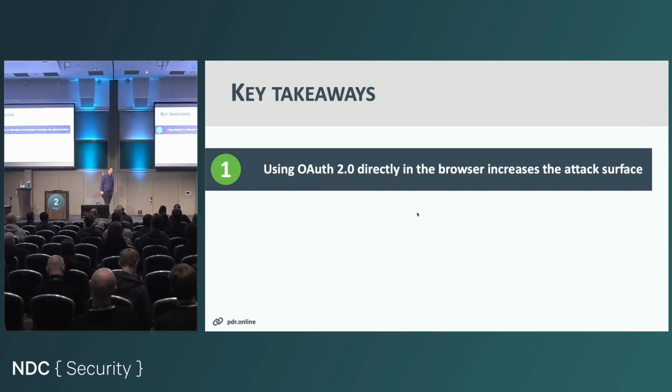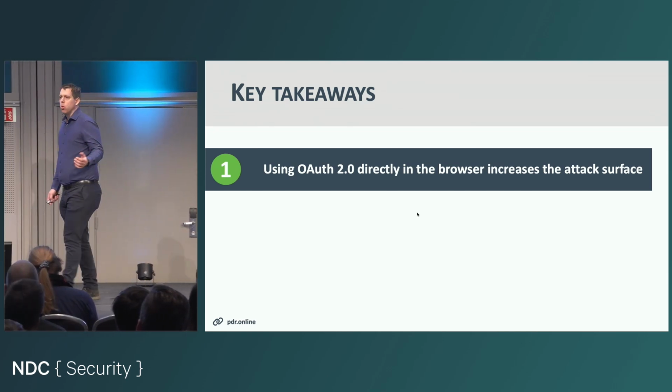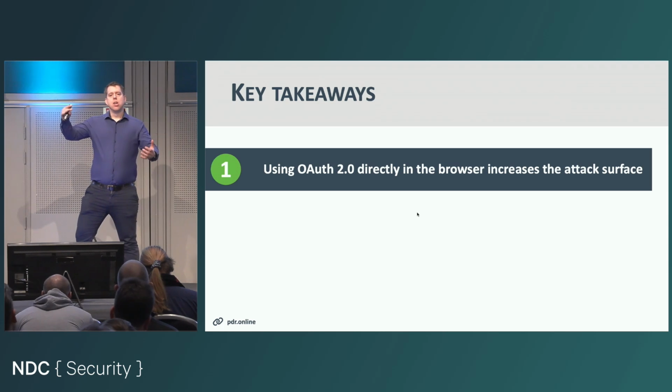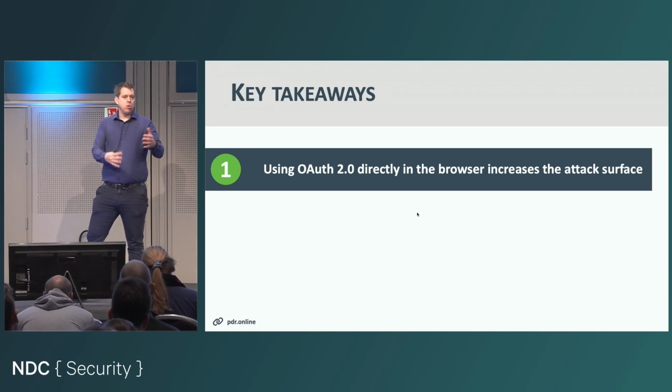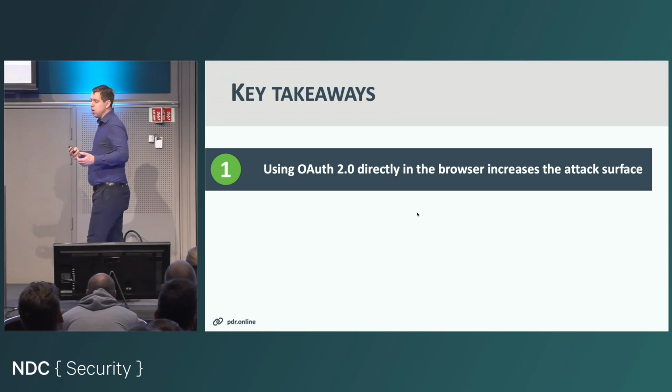Using OAuth directly in a browser increases the attack surface. You can find this inconvenient. You can try to argue that it's not that important, but it is the truth, so you have to accept it. If you want to accept it and consider this to be acceptable for your specific use case, then okay, good. But at least you know what it entails.